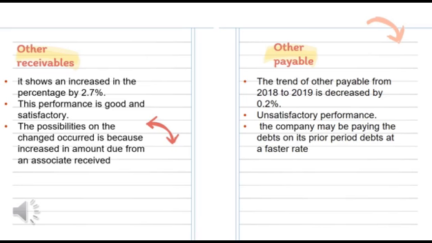And for other payable, the trend of the other payable from 2018 to 2019 is decreased by 0.2%, and it is an unsatisfactory performance. This decrease possibly occurred because the company may be paying its debt on its period debt at a faster rate, or buying the item or inventory in cash rather than purchasing it on credit, and it will decrease the cash of the company.